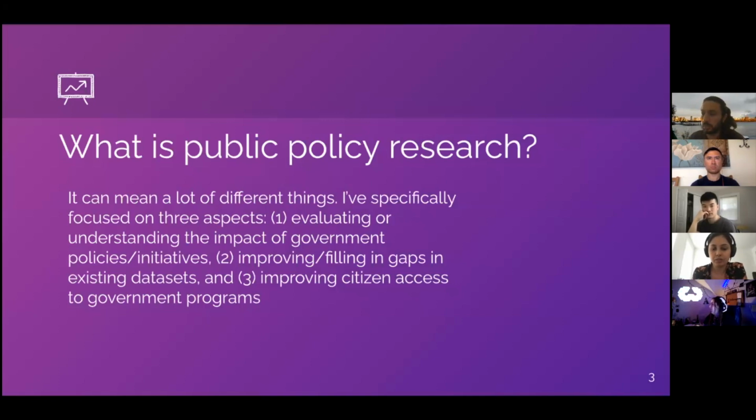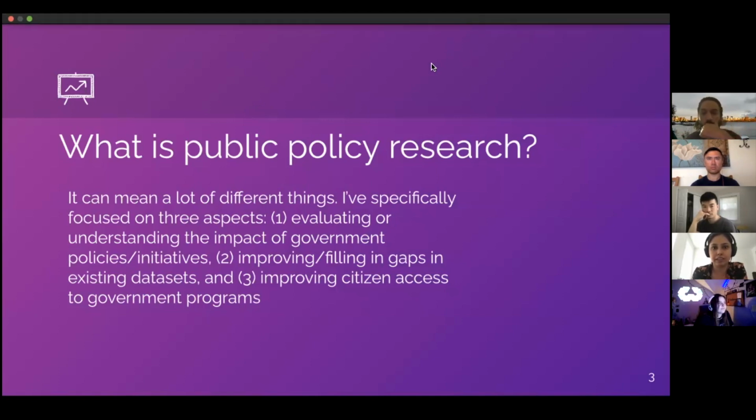So what is public policy research? Does anyone want to type in the chat if you have an idea of what it might be?